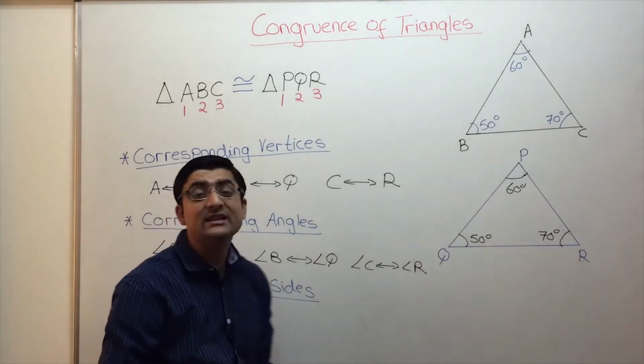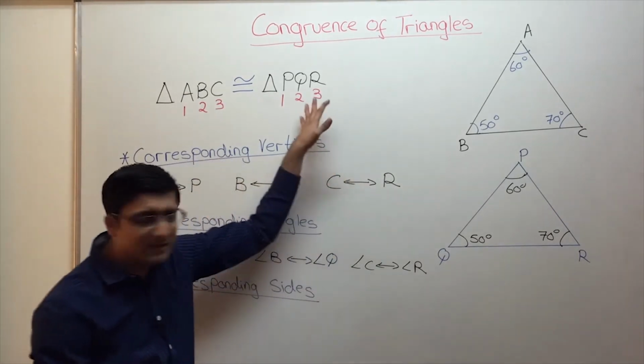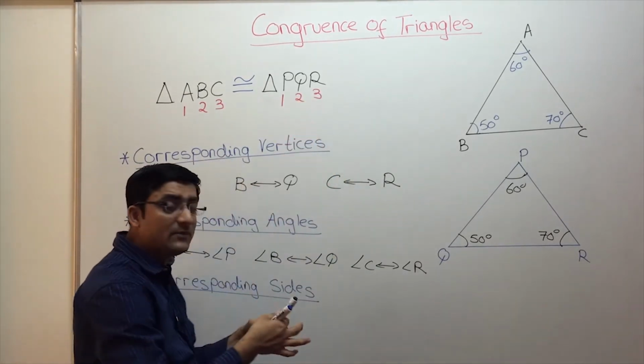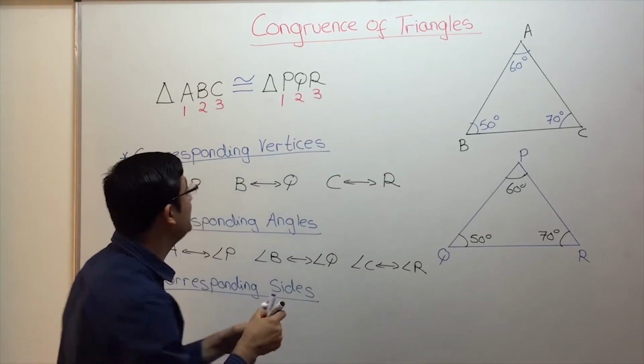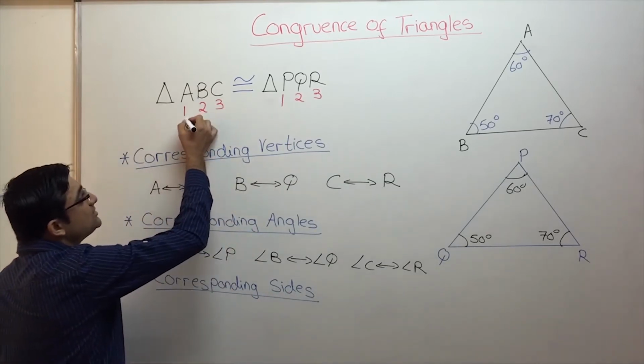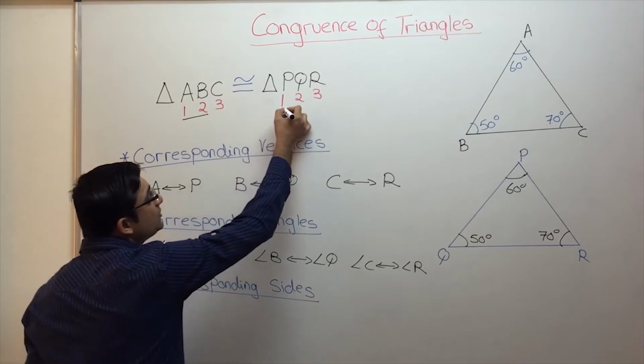So how do we get the corresponding sides? Similar method, but slightly more difficult. Why? Because now we'll have to take 2 letters at a time. So first take the first 2 letters. That is 1 and 2 corresponds to 1 and 2.